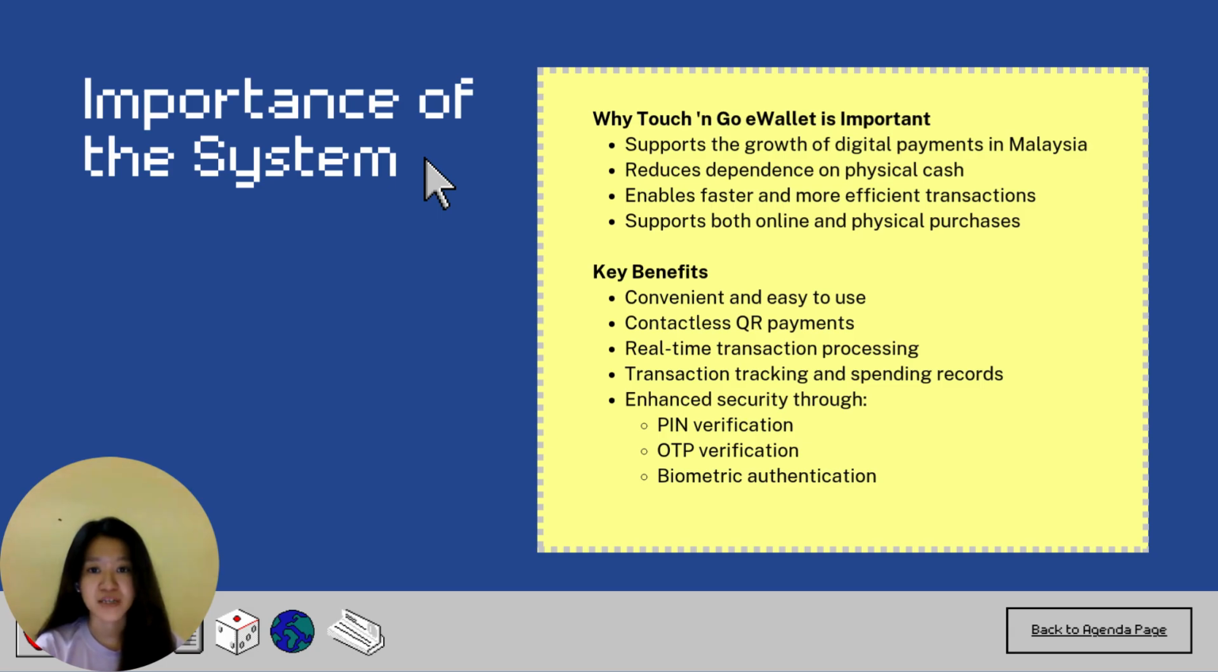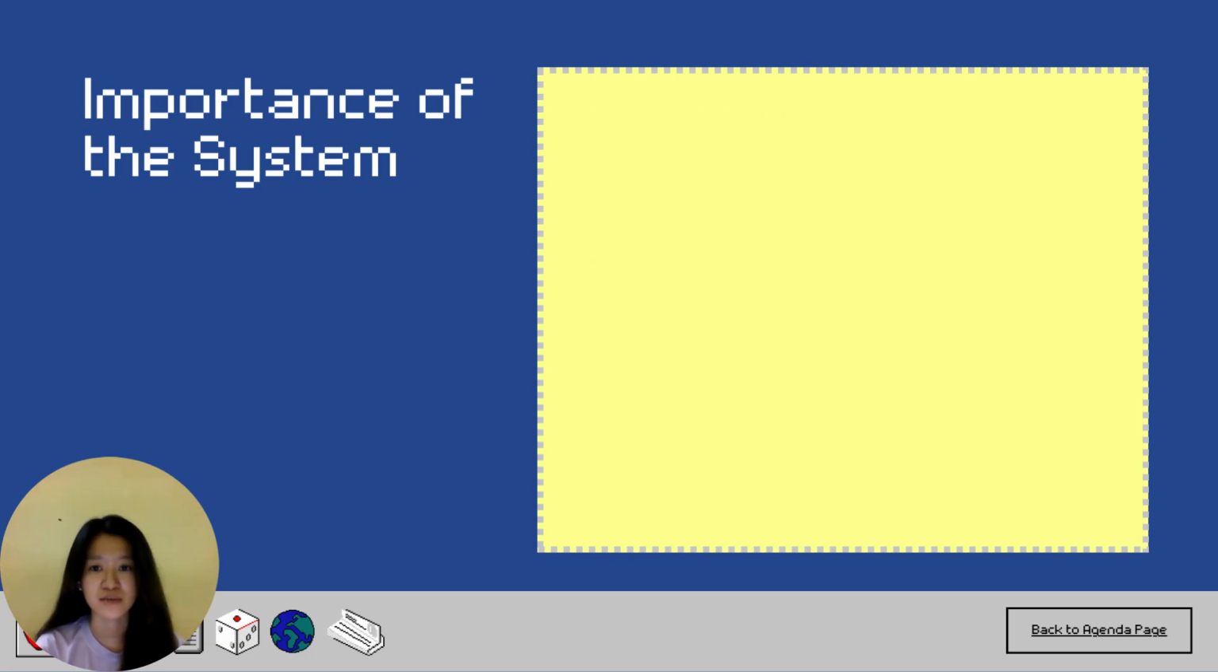Some key benefits of the system include convenience, contactless QR payments, and real-time transaction processing. In addition, users can easily track their spending and transaction records through the application. The system also provides enhanced security through features such as PIN verification, OTP verification, and biometric authentication, which help protect user accounts and financial information.